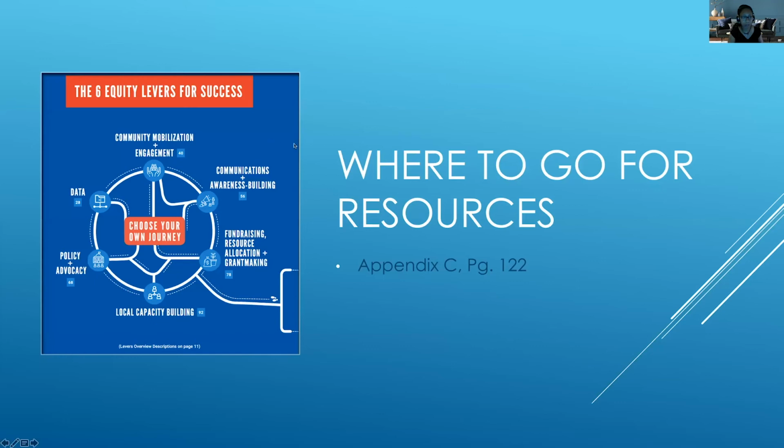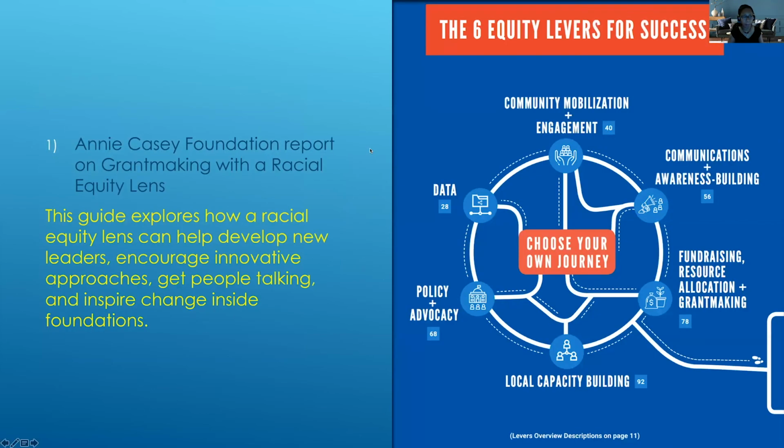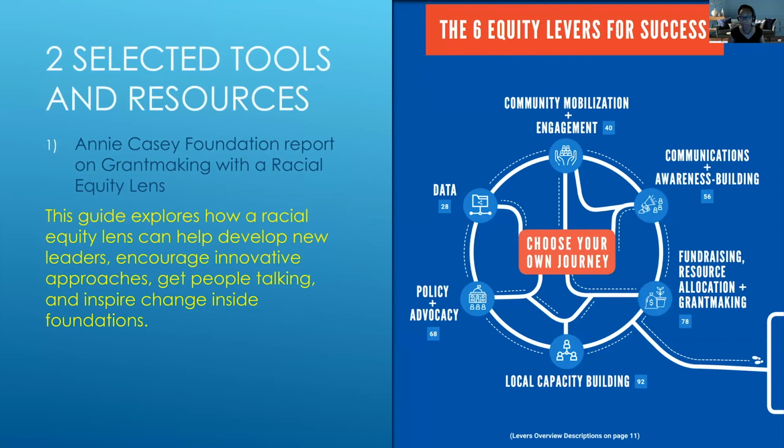Let's go back to our PowerPoint. We're almost done here. So as you know, I am on the fundraising committee, and I've actually chosen the resource, the Annie Casey Foundation Report on Grant Making with a Racial Equity Lens. And within this guide, it explores how a racial equity lens can develop new leaders, encourage innovative approaches, and get people talking and inspire change inside foundations. So this could be a good resource for the fundraising committee.